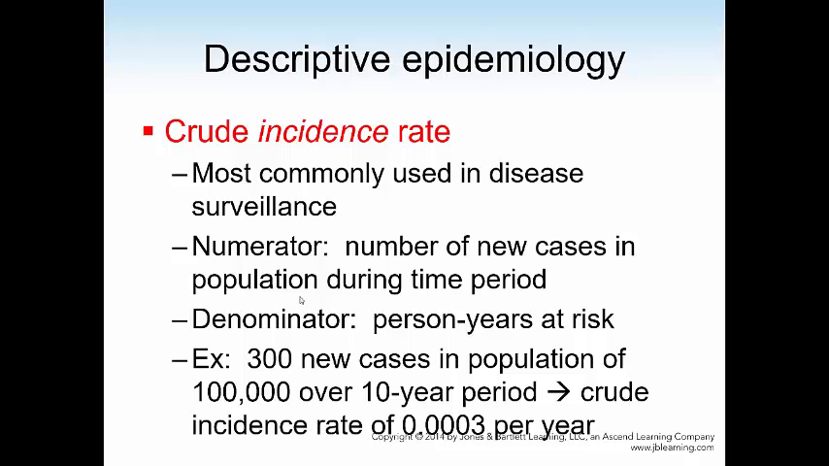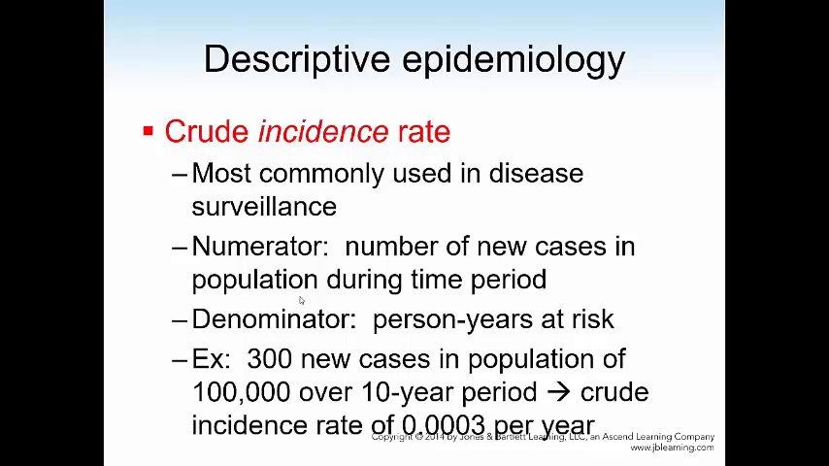That's the tougher one. So you have to ask that question, well, all right, so this many people came to the hospital. These new cases appeared in the hospital at this particular time. But is everybody at risk? If we want to find a crude incidence rate, we have to figure out, okay, who is at risk?